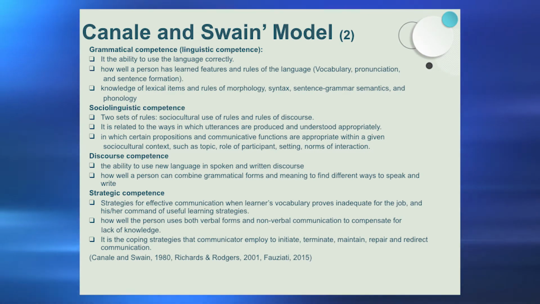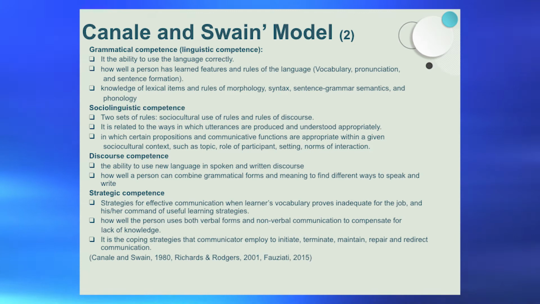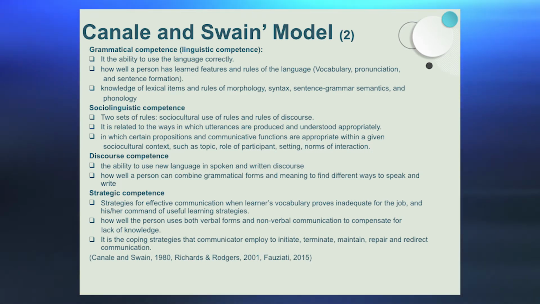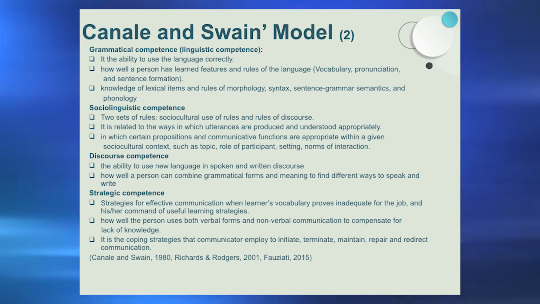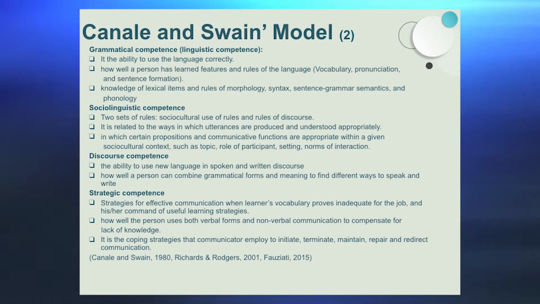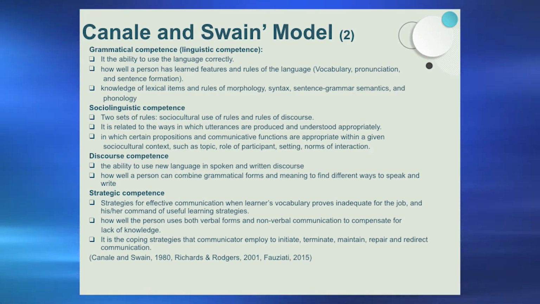It is related to the ways in which utterances are produced and understood appropriately. In other words, certain propositions and communicative functions are appropriate within a given socio-cultural context, such as topic, role of participant, setting, and norms of interaction. Sociolinguistic competence refers to the ability to use language correctly in specific social situations. For example, proper language forms at a job interview.